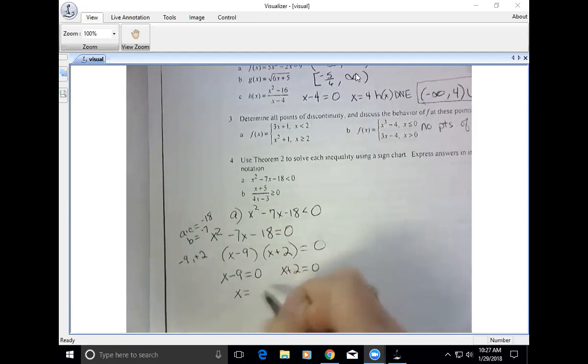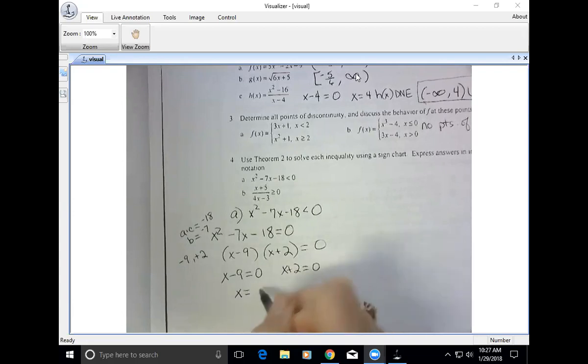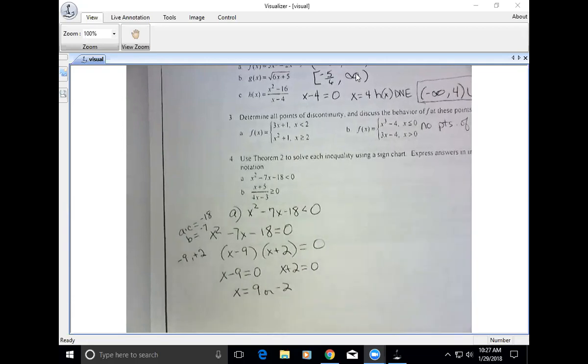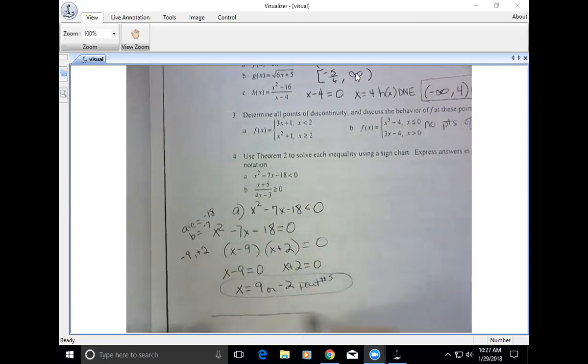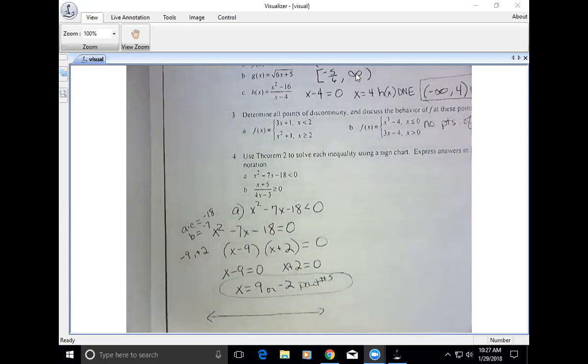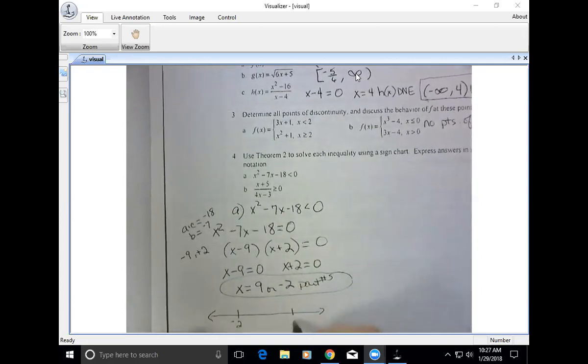So I'm interested in when x is what? 9 or -2, because I said each one of those equal to 0. Now, these are called our partition numbers. And here's what we're going to do with them. We're going to draw a number line. And all I need on my number line will be these two values. -2 is furthest to the left, +9 is furthest to the right.